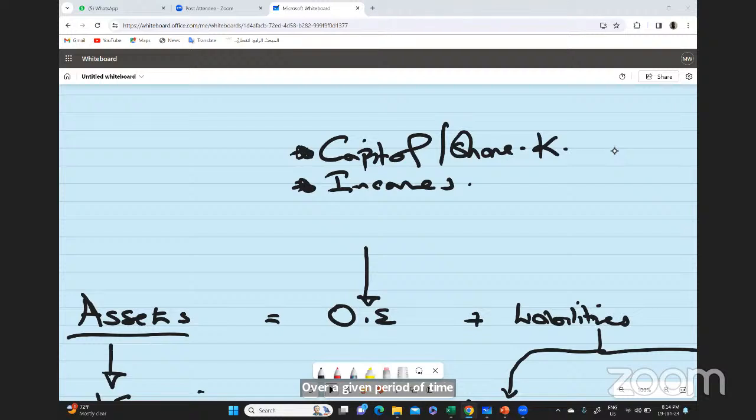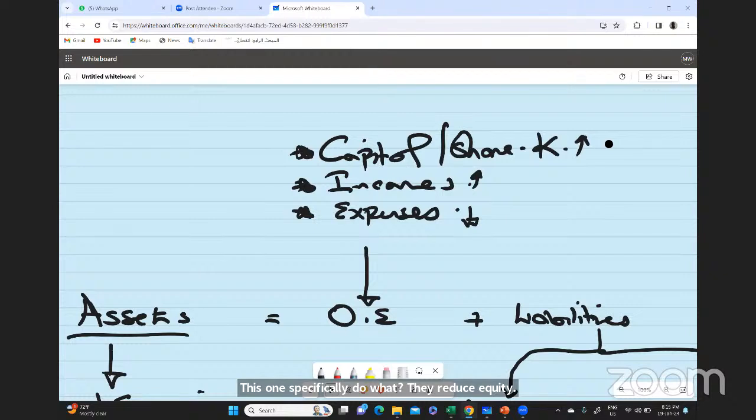Are we together, guys? Please, I want you to understand these things from the basics, so that as we are moving forward, things are going to be easy. Then I'm going to put the word expenses here. Which effect do expenses have on equity? They reduce equity. Incomes increase equity, share capital increases equity, but expenses reduce equity. The same thing for an item called drawings.